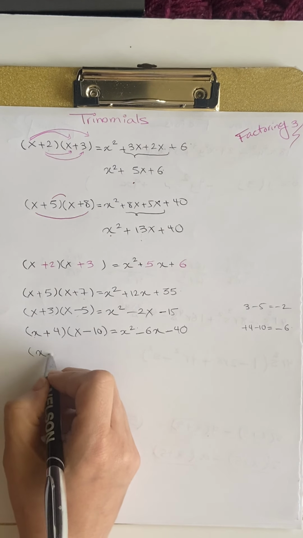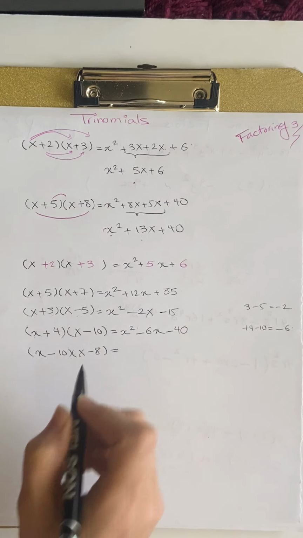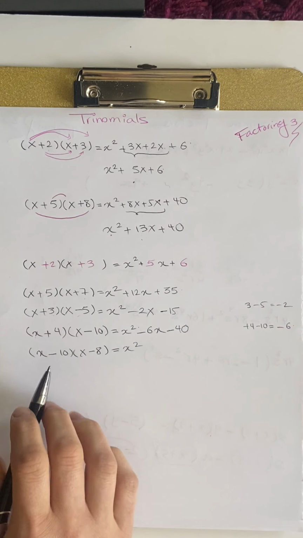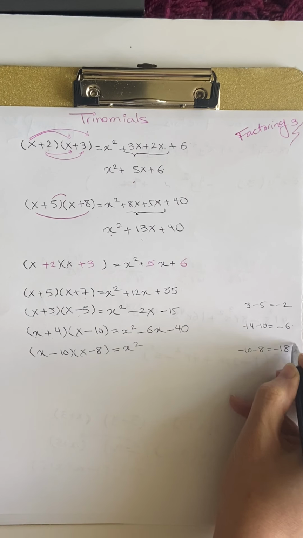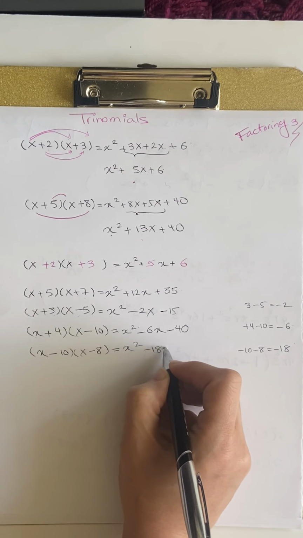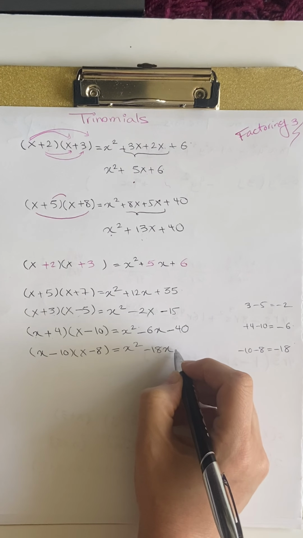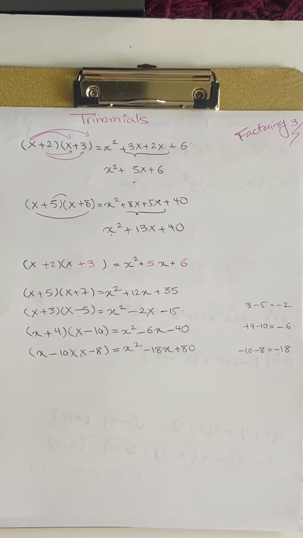Again, x minus 10 times x minus 8. X and x, x², and negative 10, negative 8 is negative 18, negative 18x, and negative 10 times negative 8 is actually plus 80. Another one.